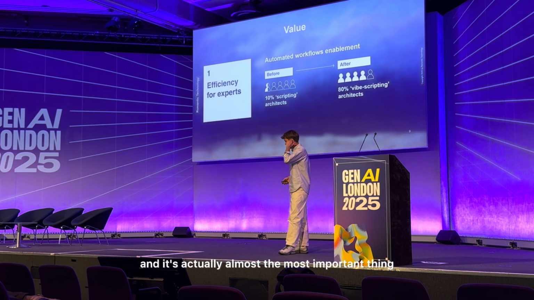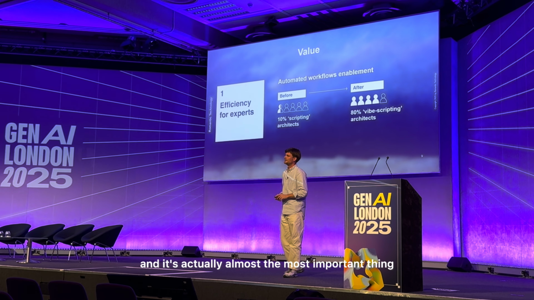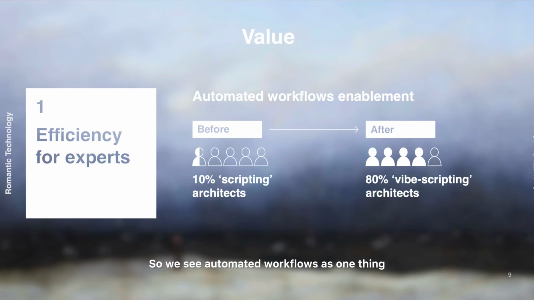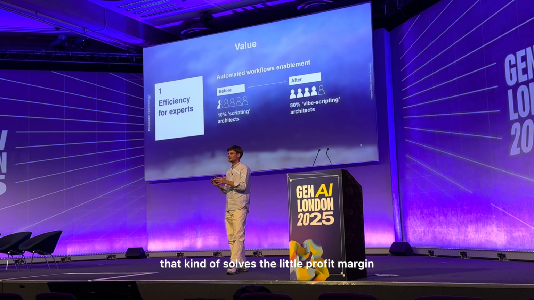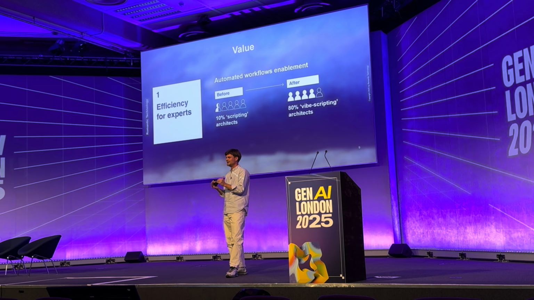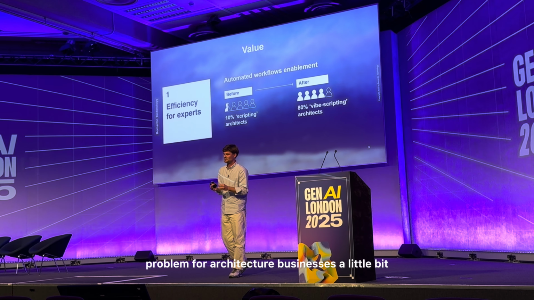The other thing is, and it's almost the most important thing, we see automated workflows as one thing that kind of solves the low profit margin problem for architecture businesses a little bit.